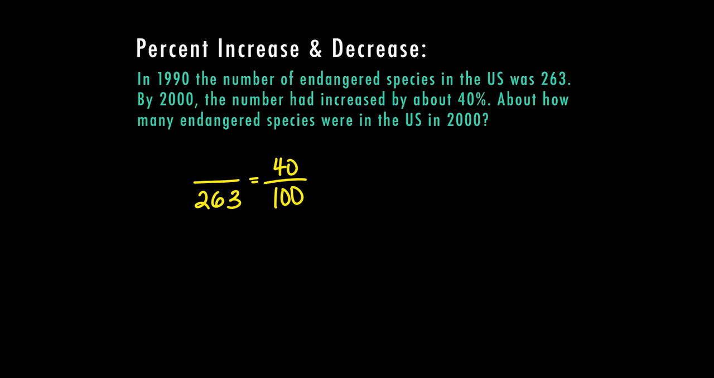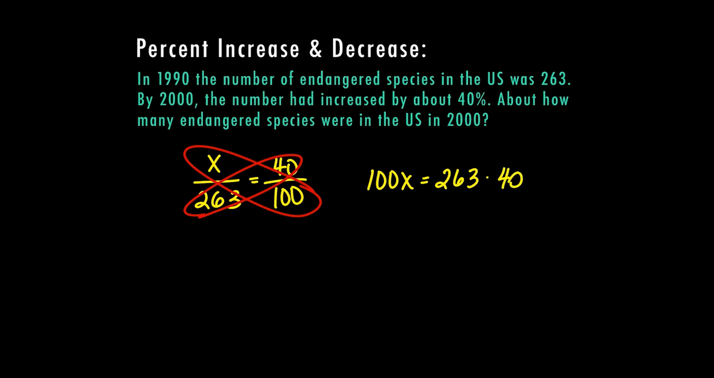So now I need to find out how many out of 263 that 40% represents. So let's go ahead and we're going to put a variable here, and then we're going to go ahead and solve. I am going to go ahead and use my cross products here. And so then I can set up my problem, and I know that 100x equals 263 times 40. So I'm going to have to do a little bit of math over here. And I can see that 263 times 40 is 10,520, and that equals 100x.